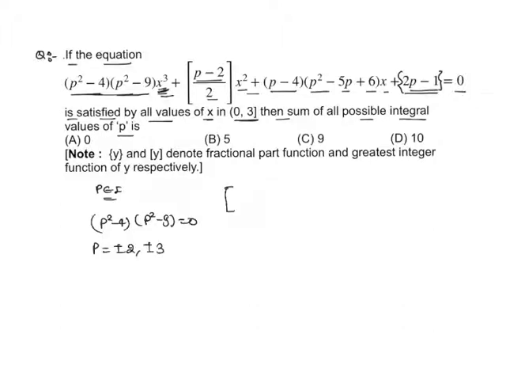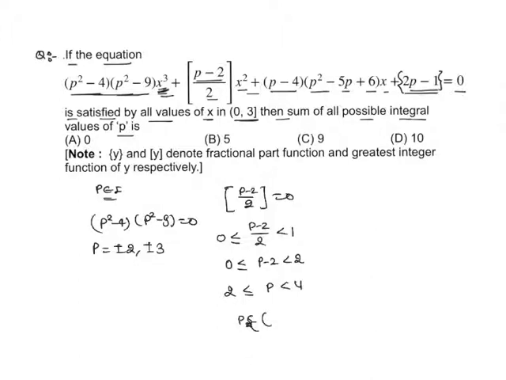Similarly, the greatest integer of (p − 2)/2 should be 0. So (p − 2)/2 should be greater than or equal to 0 and less than 1. Now we multiply by 2, so 0 ≤ p − 2 < 2. Now we add 2, so 2 ≤ p < 4. Now p should be an integer, so this will be 2 and 3.